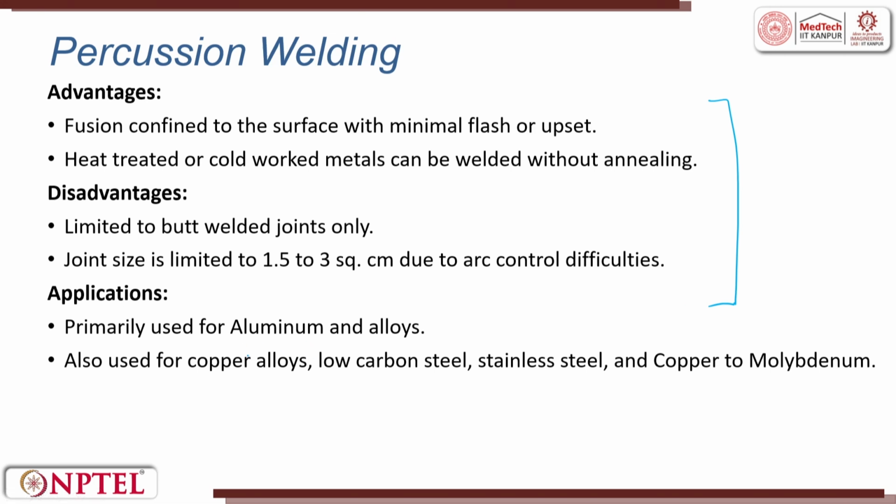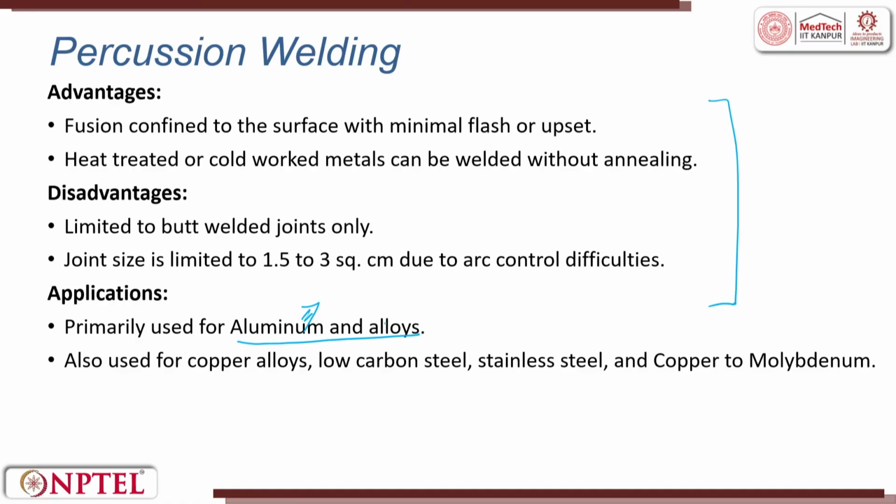The application is exhaustively in aluminum and aluminum alloys. Please see, the resistance welding process is exhaustively used for thermally conducting material. For highly thermally conducting material, we will always go for this resistance welding process, or we will try to go for a welding process wherein we use an intermediate phase without affecting the parent material. So, it is primarily used for aluminum and its alloys. It is also used for copper alloy, low carbon steel, stainless steel, copper to molybdenum. Joining can happen for similar and dissimilar material.